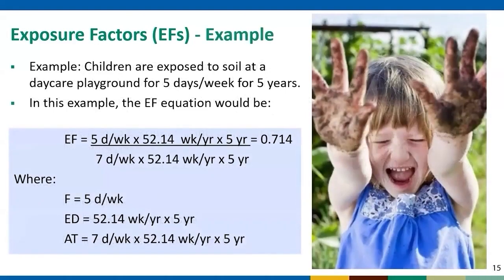Let's look at an example of where the EF is not 1. Let's assume that children are exposed to soil at a daycare playground 5 days per week, year-round for 5 years. We assume that these children will be going every week during the year, but they will only be there for 5 days of the week. This slide shows the formula where EF equals F times ED divided by AT. As shown, the parameters include an F of 5 days per week, an ED of 52.14 weeks per year times 5 years, and an AT of 7 days per week times 52.14 weeks per year times 5 years. Therefore, the EF in this example reduces to a 5-day over 7-day adjustment, which equals an EF of 0.714.